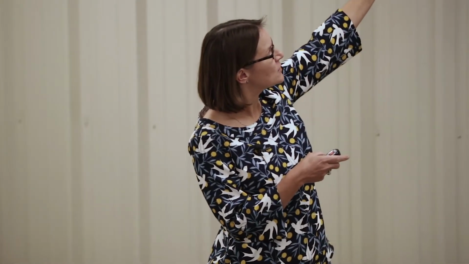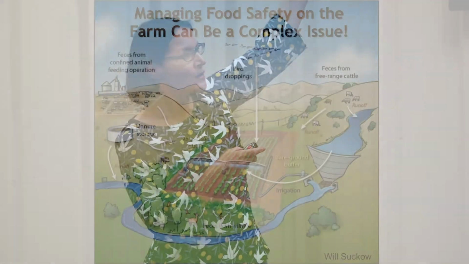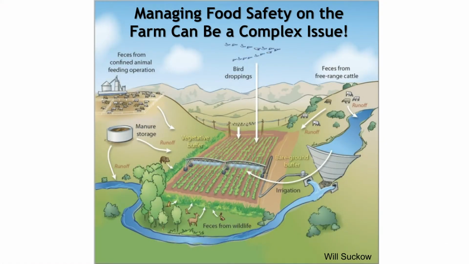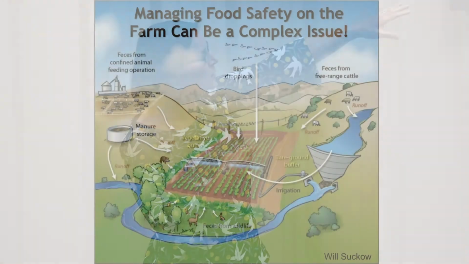So first of all, if we start on this left-hand side, you see this confined animal feeding operation there at the top of the hill. And what happens after those animals go to the bathroom and then we have a nice rainstorm, all of that potential contamination from the E. coli can come right down into our vegetable field because it's downhill from that CAFO operation. Then we have their manure storage right there. It can run off both into the field and also into our water source if we're using that creek or river as our water source.